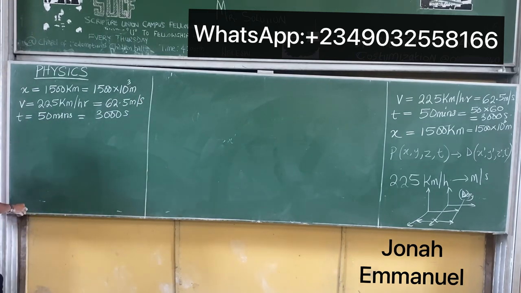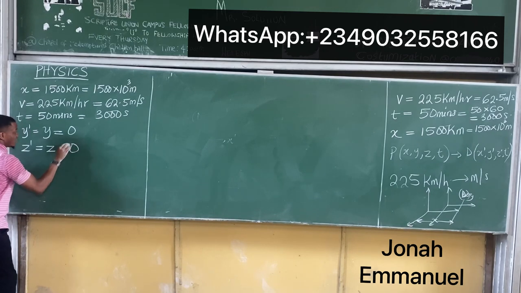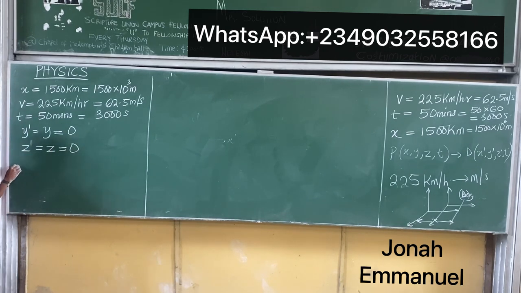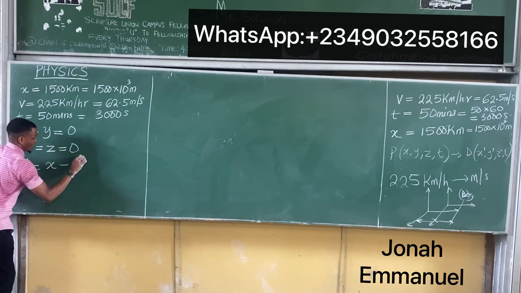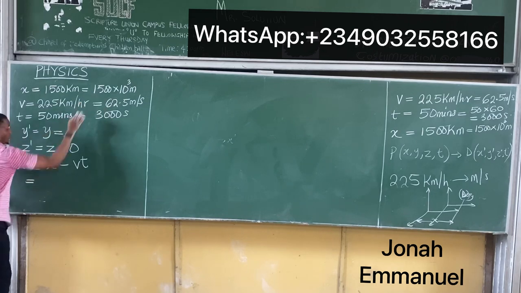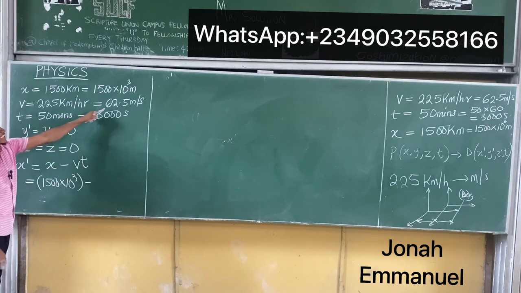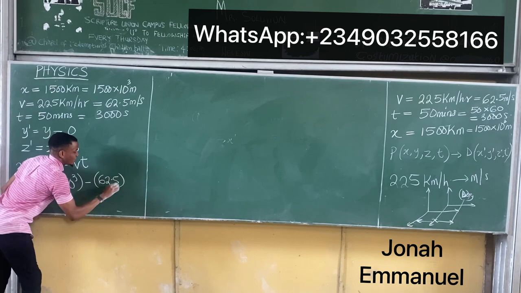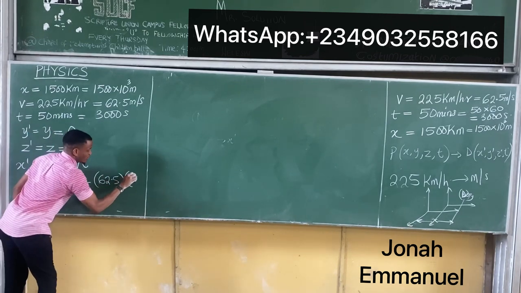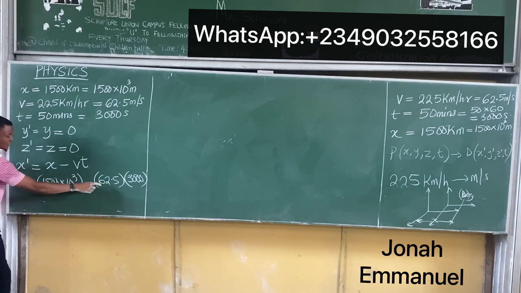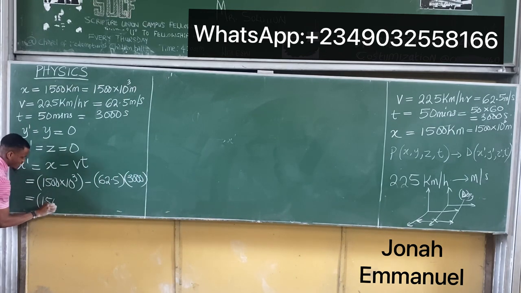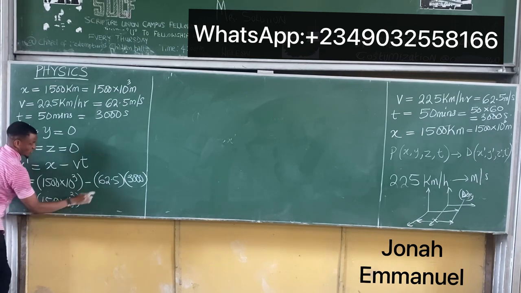All right, so we know that, from here, Y prime is equal to y, which is equal to 0. Y, I'm not given. Z prime is equal to z, which is equal to 0. Let's get x prime. X prime is equal to x minus vt. So this minus v converted value, 62.5, times t converted value, 3000. So x minus vt is equal to 1500 times 10 to the power 3 minus, what do you have here, please?